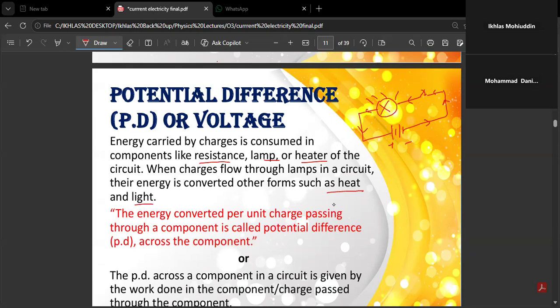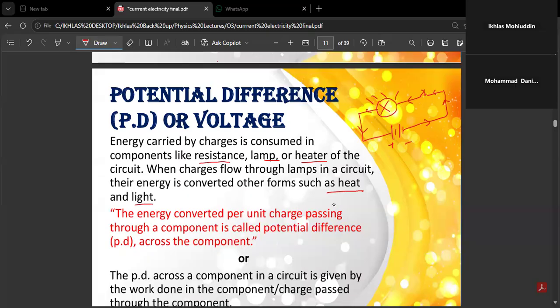Read it out, Daniel. The energy converted per unit charge, yeah. The energy converted per unit charge passing through a component is called potential difference, PD. Yes.